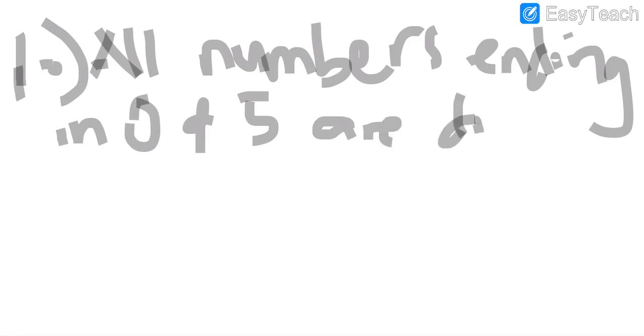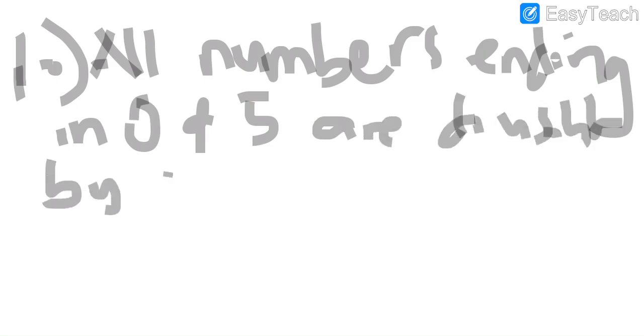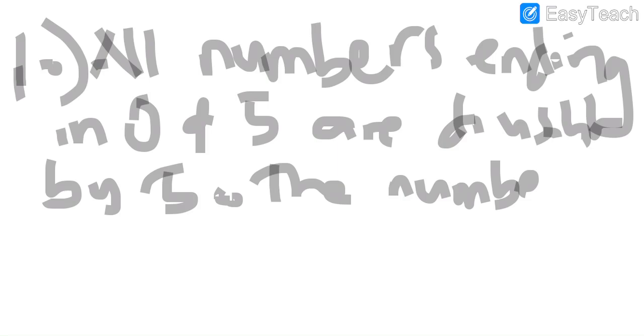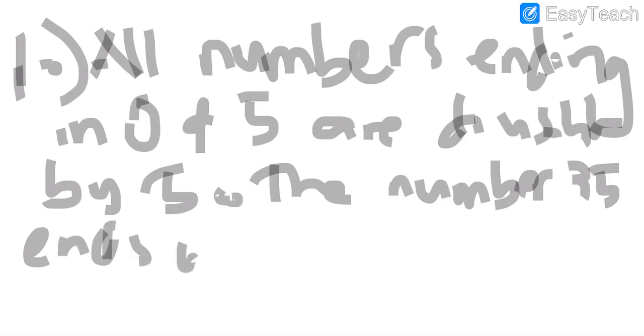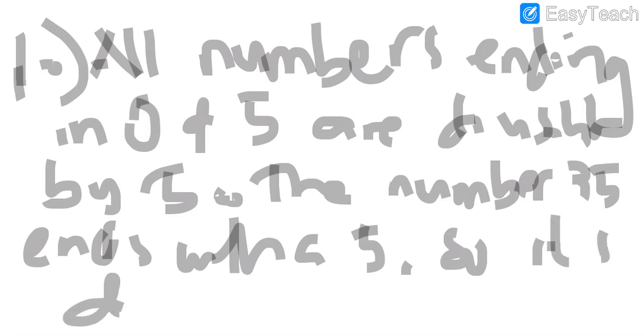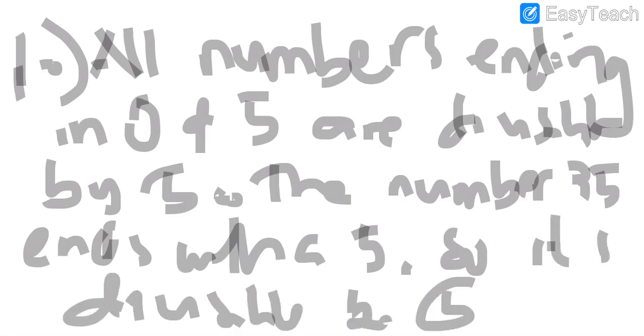Alright, number 1. All numbers ending in 0 and 5 are divisible by 5. The number 35 ends with a 5, so it's divisible by 5.